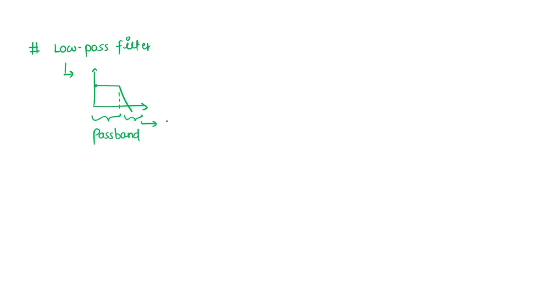So what does it mean? Actually, my circuit is behaving as a low pass filter. What do we mean by low pass filter? It means it is passing the low frequencies and it is blocking the high frequencies. Let's say it is some sort of this. Ideally, it is passing frequencies below this, which I call the pass band, and it is blocking the frequencies after this, which I call the stop band.